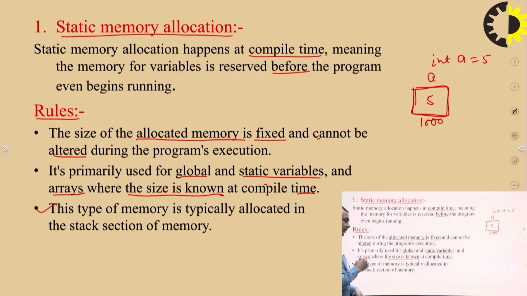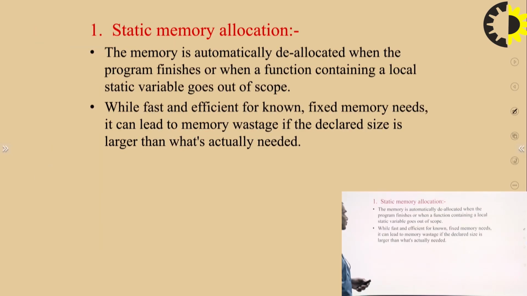Next, this type of memory is typically allocated in the stack section of the memory. Basically, we have two sections in memory, one is the heap and one is the stack. So if we are using static memory allocation, we are using the stack part of the memory. We will discuss the stack and the heap in depth later.